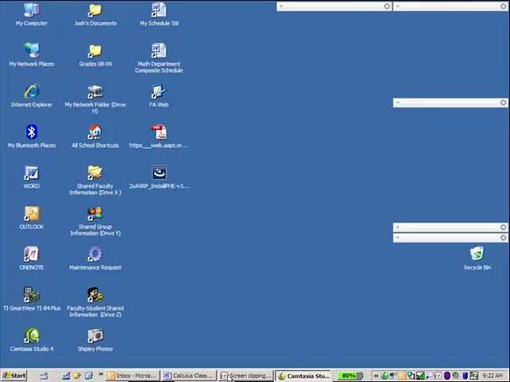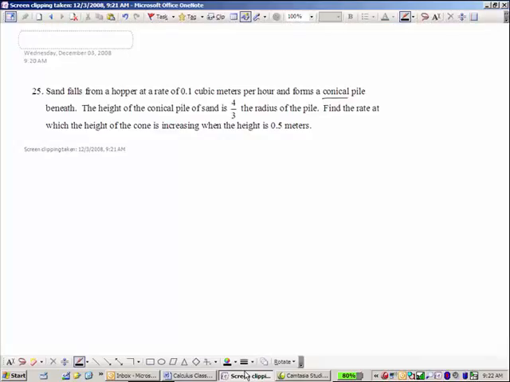Oh my goodness. All right. So we have a cone, and we know the height of the cone is related to the radius by this. Can you tell that this is probably going to be an important statement? Right? It's probably going to be something that we need. Find the rate at which the height of the cone increases when the height is 0.5 meters.